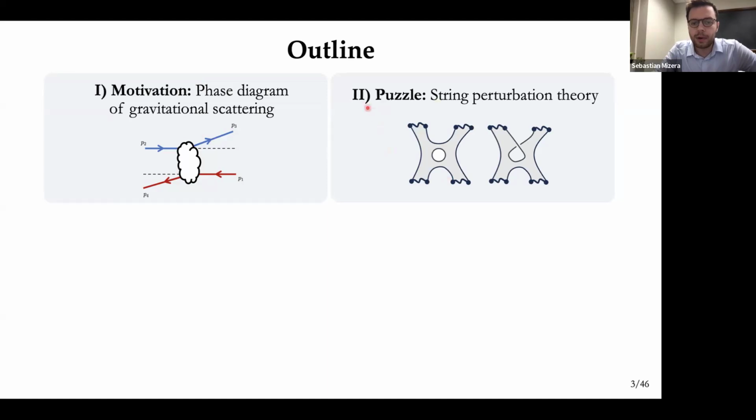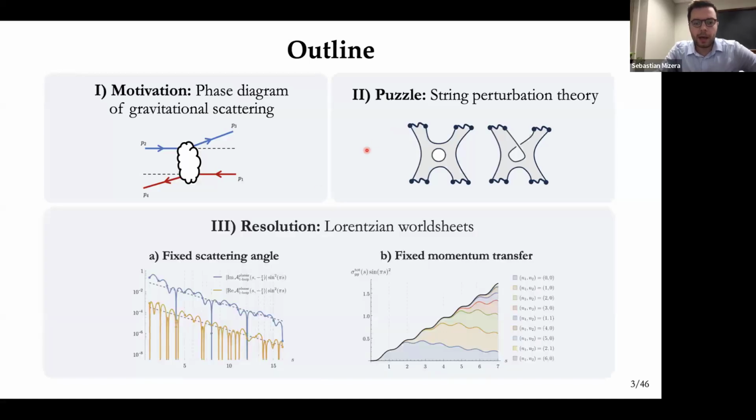And then in the second part of this talk, I will move on to string perturbation theory, and I will tell you some of the details of how we formulate string perturbation theory in Lorentzian spacetimes. And this will lead to a small puzzle. And the rest of the talk will be about the resolution of this puzzle. And that resolution will have to do with formulating string theory on Lorentzian worldsheets, and it will result in concrete results. And those concrete results are flashed here.